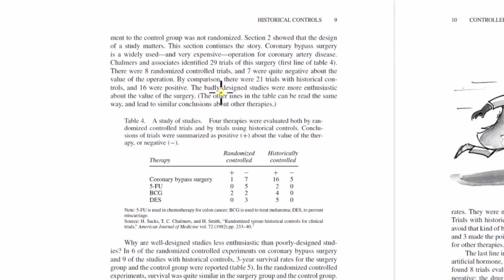Now, the conclusion is that the badly designed studies were more enthusiastic about the value of the surgery, these historically controlled studies. Now, remember, historically controlled meaning that the doctors are kind of using a shortcut to perform an experiment by comparing results of the surgery to cases in the past where the patients either didn't have the surgery because the surgery is a new surgery, or comparing to cases where patients are treated the old way for coronary artery disease.